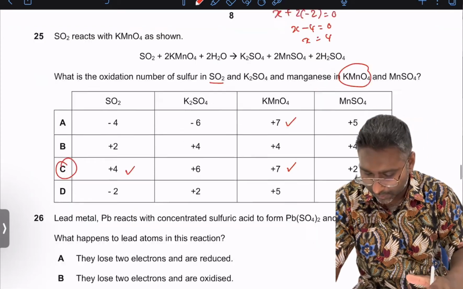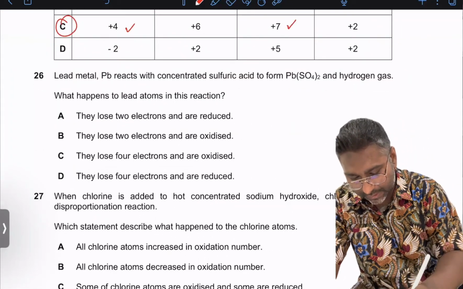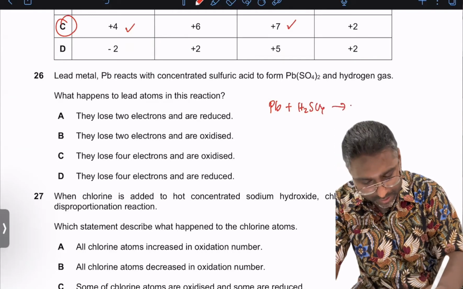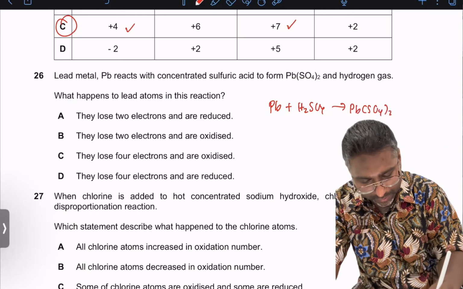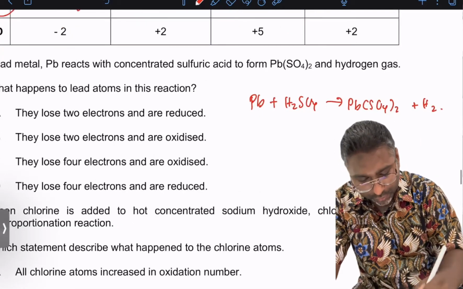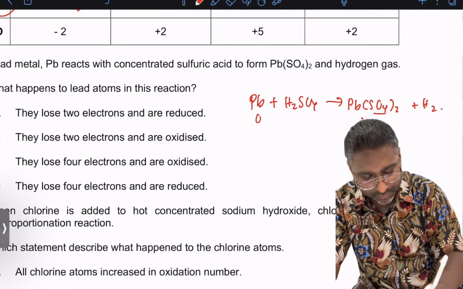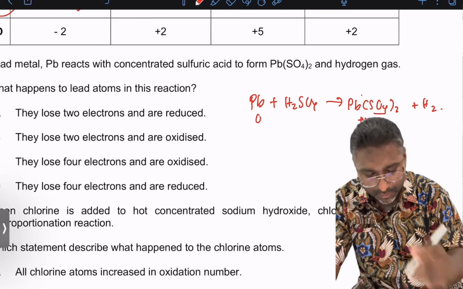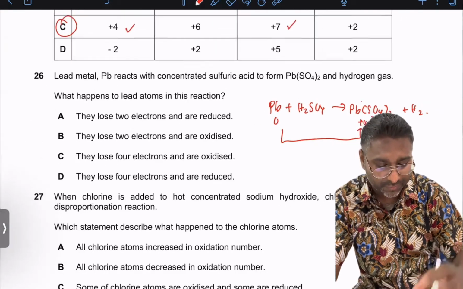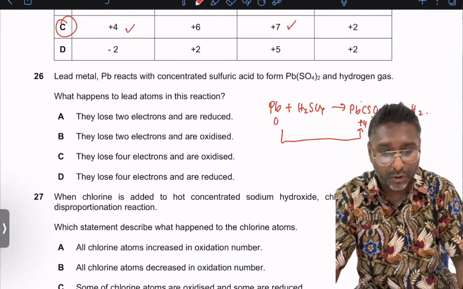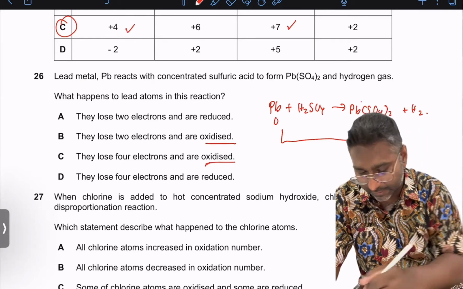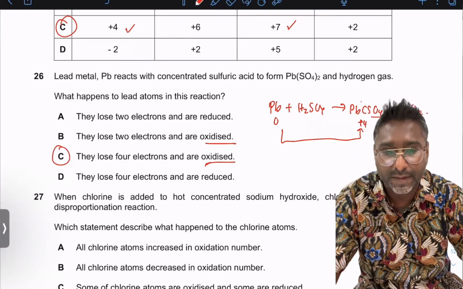Now, the next, lead is reacting with concentrated sulfuric acid to give you PbSO4 and hydrogen gas. I didn't balance it, but it doesn't matter. From 0, this one SO4 2 minus, so this one must be Pb plus 4. You can calculate on your own, but they are going from 0 to plus 4. So definitely they are oxidized. How many electrons are lost? In this case they lost 4 electrons, so the answer is going to be C.